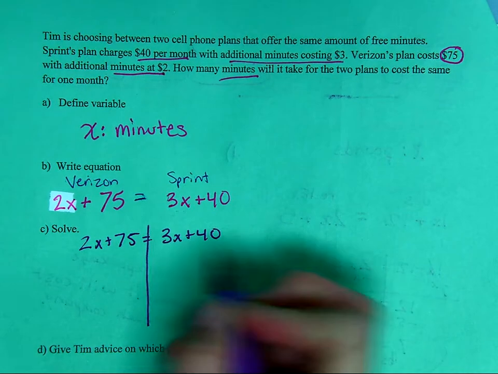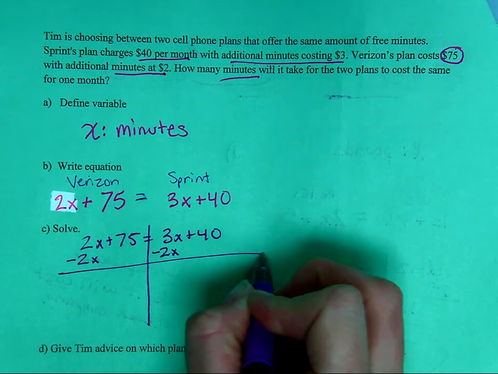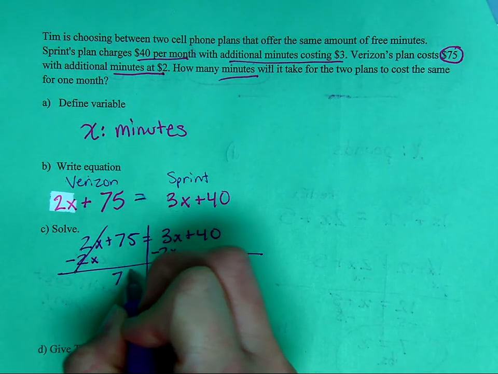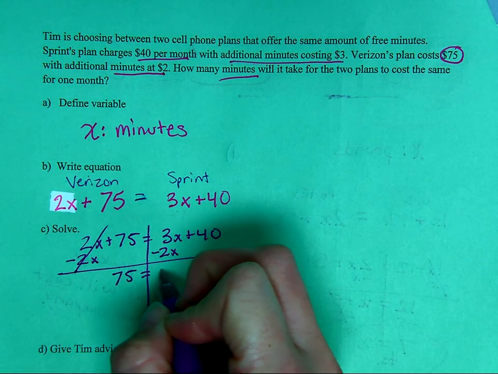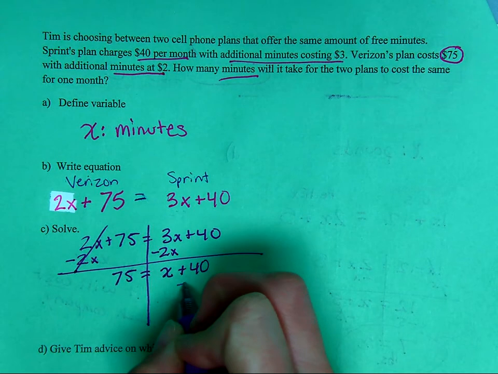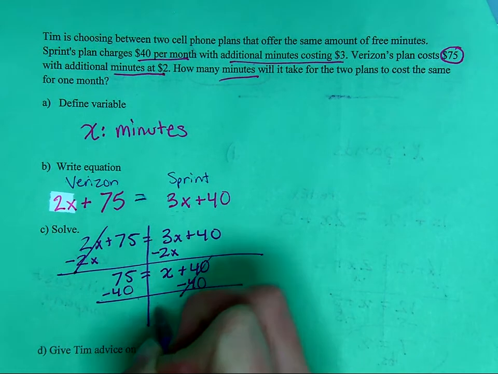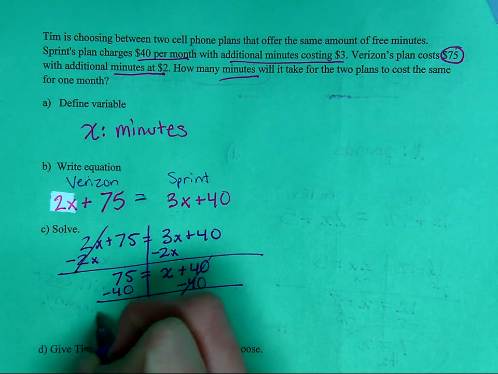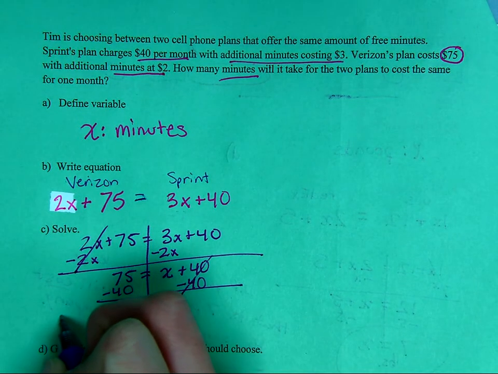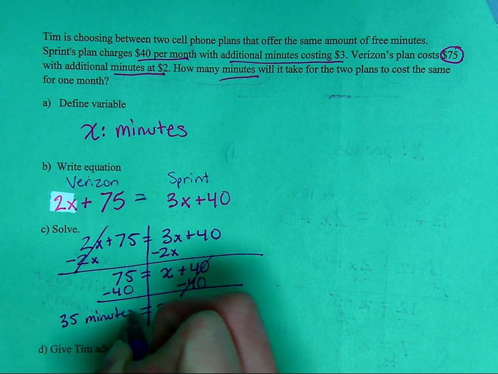So I'm going to subtract 2x first. Again, that does not have to be your first step. Okay, there's many ways to solve these problems. So I get x plus 40. To get x alone, I'm going to cancel my 40 now. And I get 35, and I'm going to make room because 35 minutes is my answer there.